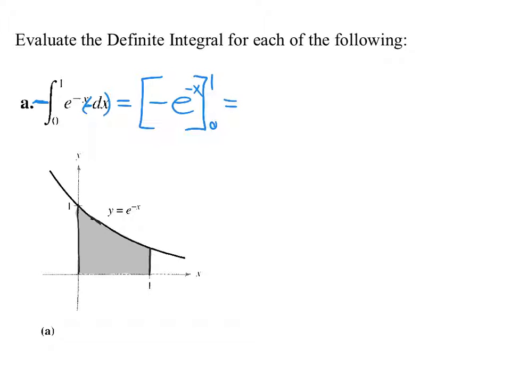So if I plug in a 1, I have a negative e to the negative 1 minus a negative e to the 0. So that is negative 1 over e plus 1. So again, same rules that we had in our previous lesson. The only difference is that we're doing definite integrals now.